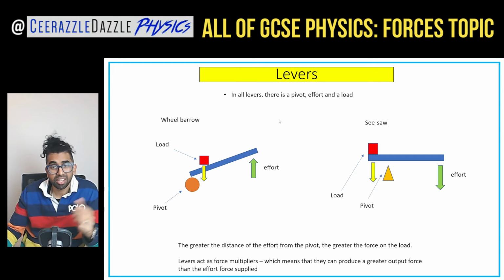And look on this side over here, we have a seesaw. So look, on one side I've put a load, it's pulling it down, but obviously to balance it out, I must push down the effort on the opposite side. And as you can see, because the effort is a greater distance from the pivot, it has a bigger effect on the load. Levers are force multipliers, which means that they can produce a greater output force than the effort force applied. So you might have a small amount of force there, but you can get a bigger force because your distance is greater.